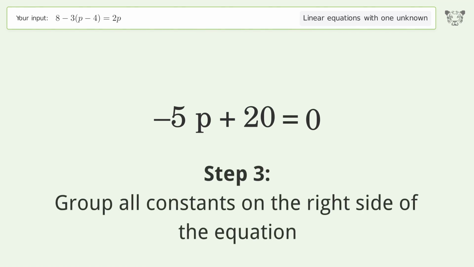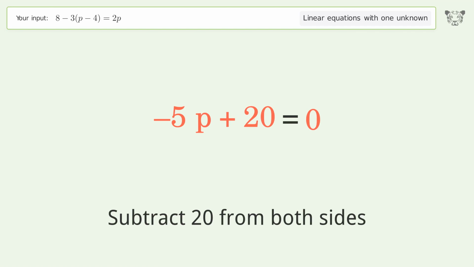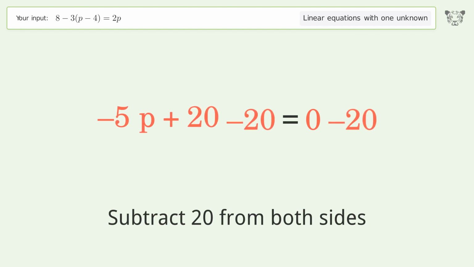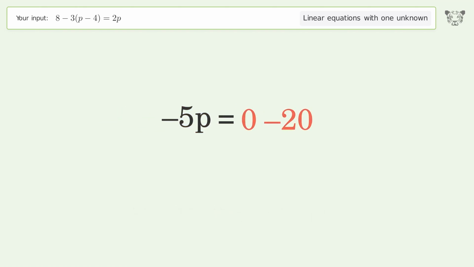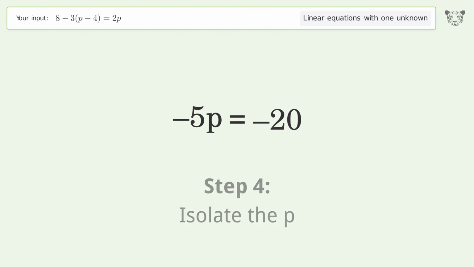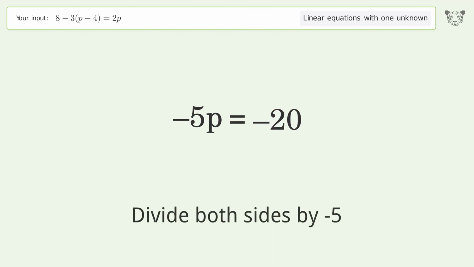Group all constants on the right side of the equation. Subtract 20 from both sides. Simplify the arithmetic. Isolate the p. Divide both sides by -5.